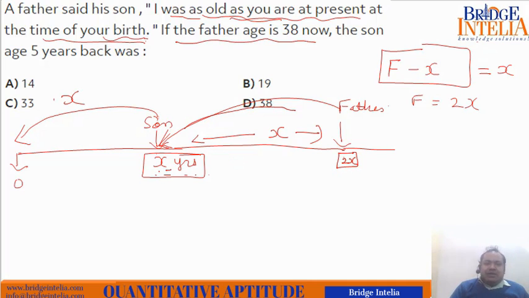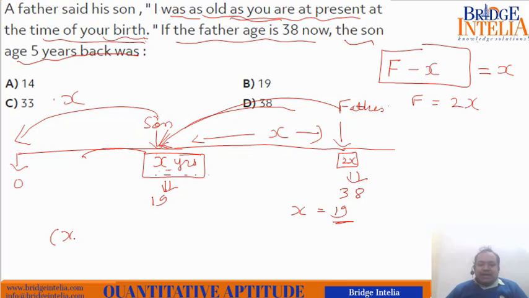Whenever you get such a question where father is telling his son when you were born, you can visualize this shift back. Father is telling I am 38 years now. So 2X is equal to 38, so X is equal to 19. The question is the son's age 5 years back. Today son's age is X, 19. So 5 years back, X minus 5, 19 minus 5, so 14 years.